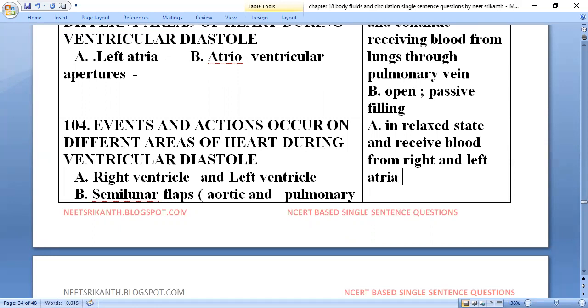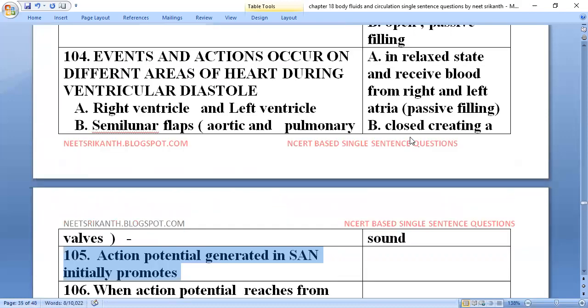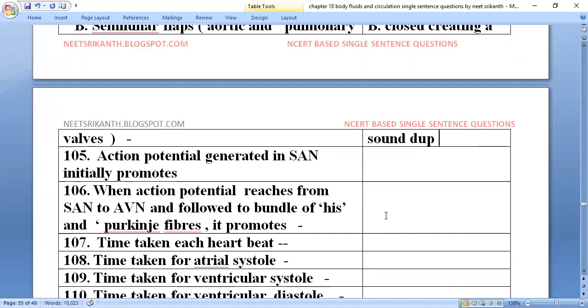We call this passive filling. Then semilunar flaps should close, otherwise blood will come back. So they are closed, creating a sound called dup. Semilunar valves are closed, creating the sound called dup.